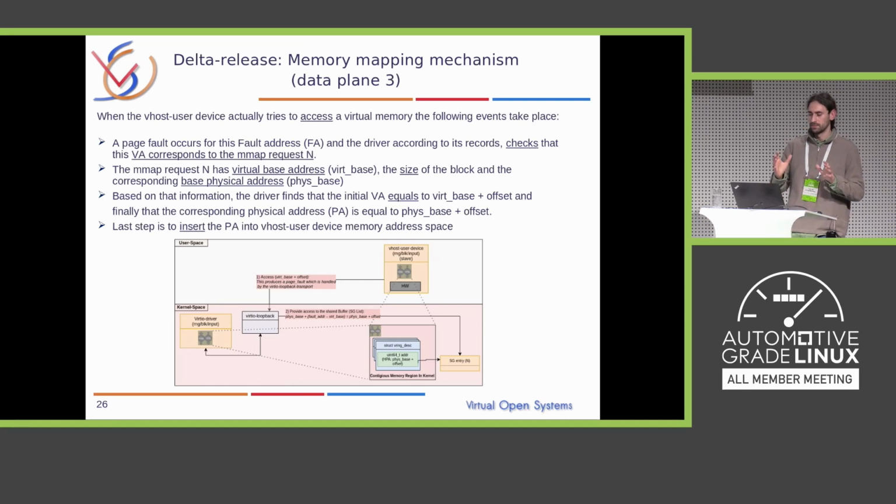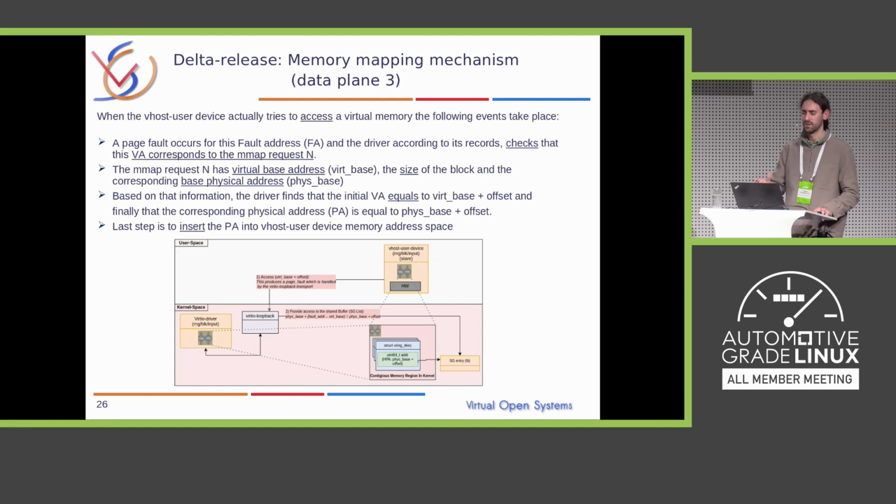So now the whole logic plays here: when the VIOS user actually tries to access the data, a page fault comes to the kernel, into our driver. Our driver needs to shuffle through its records and see that this fault virtual address corresponds to the mmap request, let's say n for convenience. The request n, as we said, has three attributes: virtual base address, size, base physical address. By that knowledge, we can easily calculate that the faulting virtual address is equal to the virt base plus an offset, and the physical address is the base physical address plus the same offset. That's the whole calculation, nothing special. I might not be very clear, so please ask me later during the questions session.